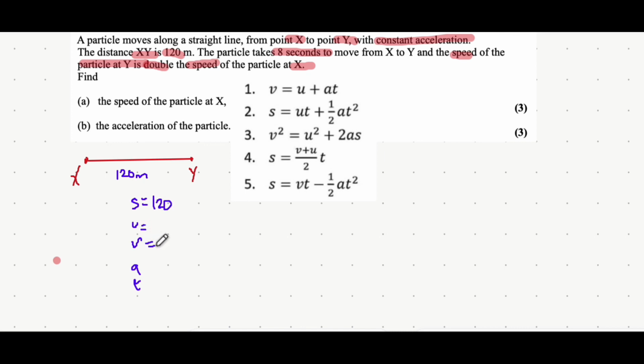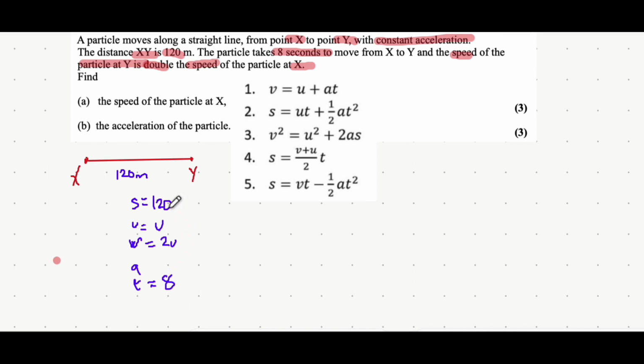U and V, we don't know what the velocities are, but we know that V is 2 times bigger than U. So we can write that out algebraically, and I'll show you how that works. You can write U as U, and V would be 2U, if that makes sense. A, the acceleration, we don't know that yet, but we know that's constant. The time taken for the whole journey is given as 8 seconds, so we can use that.